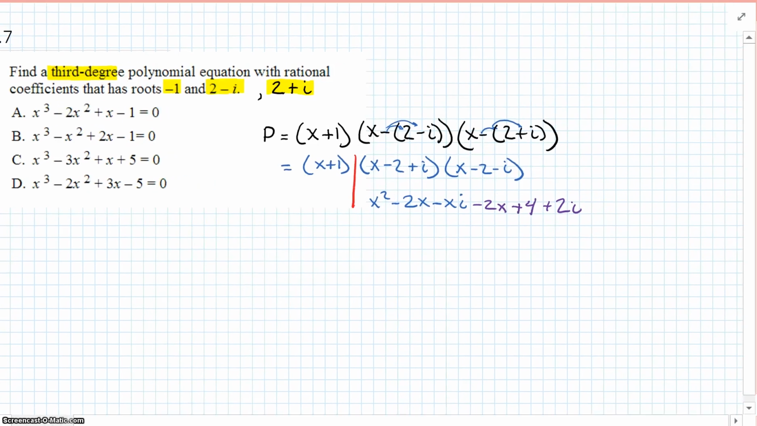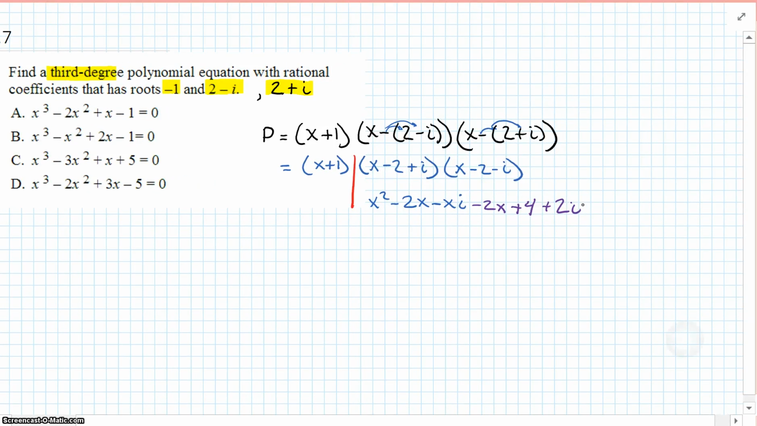Go to the last term, i. i times x is xi. i times negative 2 is negative 2i. i times negative i, what I'm doing over here, is going to be negative i squared. Well, i squared we know is negative 1, so that's going to be negative negative 1, which is just plus 1. All right.